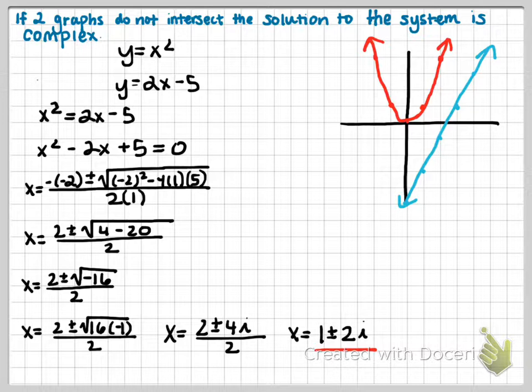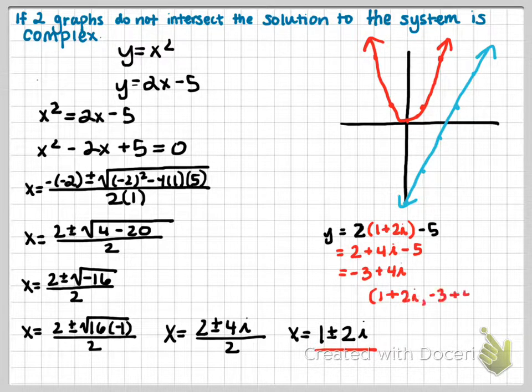Now to find a point of intersection, I have to have x comma y. So I've got to take both of these x values and plug them back into one of my original two equations. So I'm going to take this x equals 1 plus 2i and plug it back into that second equation, 2x minus 5. And all you have to do is distribute that 2. So 2 times 1 is 2. 2 times 2i is 4i. Okay, and then minus 5. And then just combine your like terms.